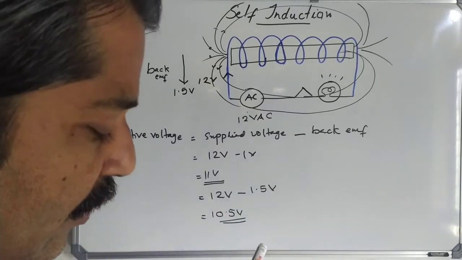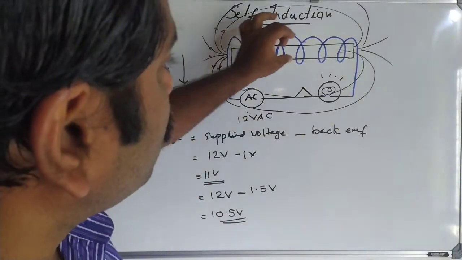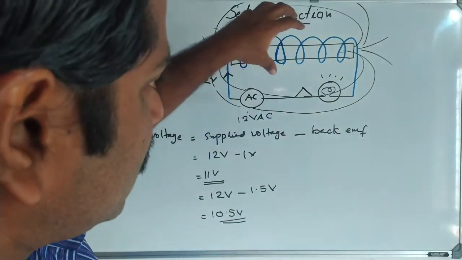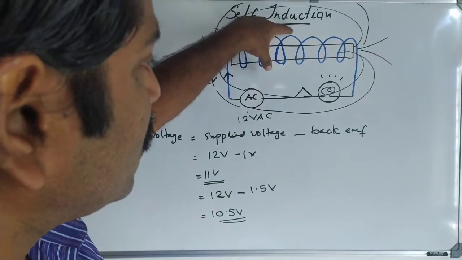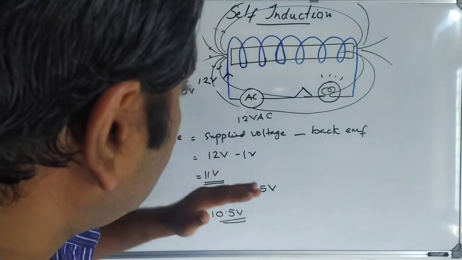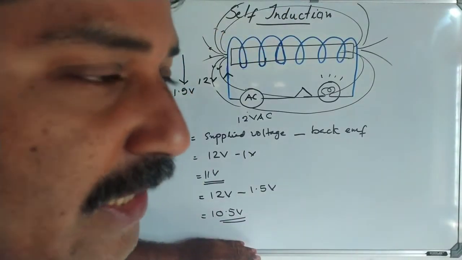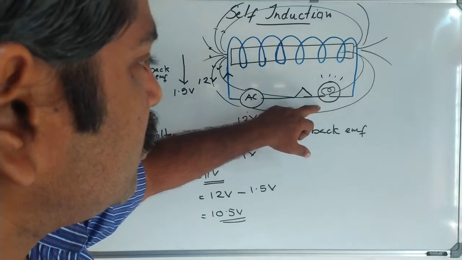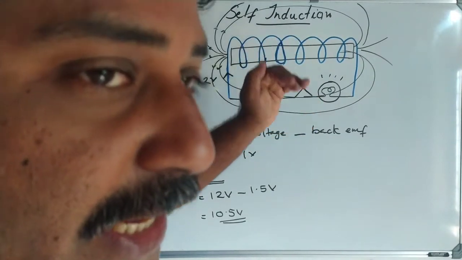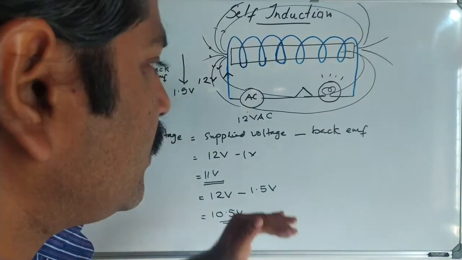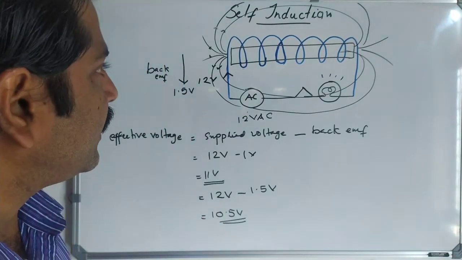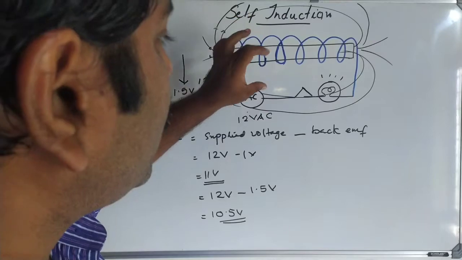So when you introduce a soft iron core into the solenoid, flux density increases, back EMF increases because of self-induction. Then again the effective voltage decreases. So the intensity of bulb will again decrease. Okay. So I will tell you once again. Self-induction happens only in AC.